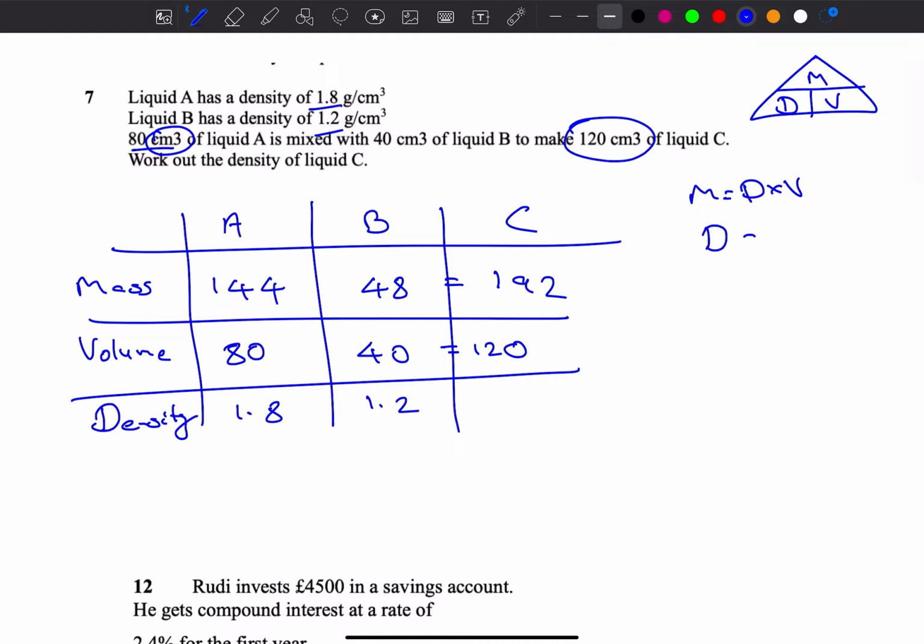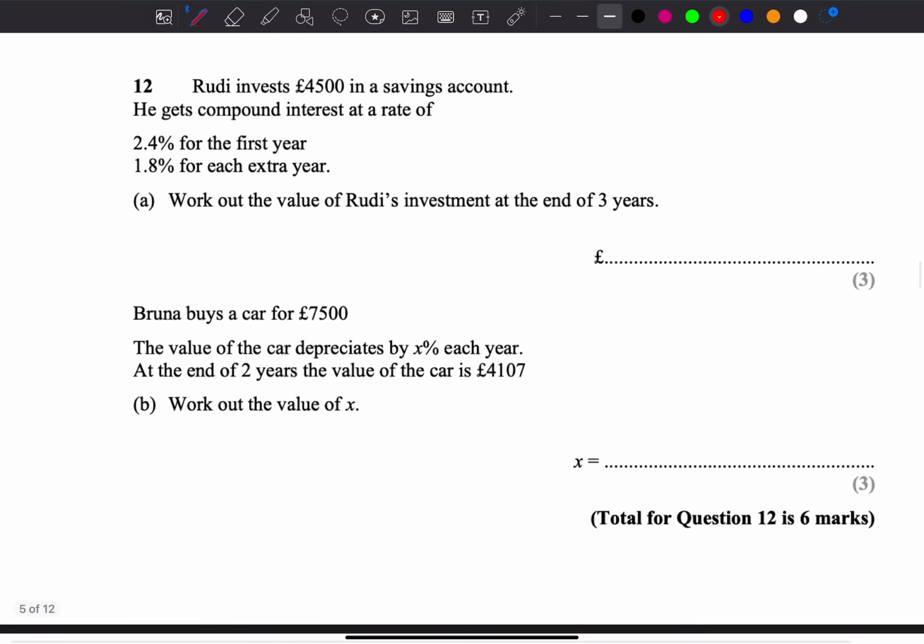Then you need the density, which is mass divided by volume. 192 divided by volume 120 gives 1.6. The density of C is 1.6. That's the answer. Next one.